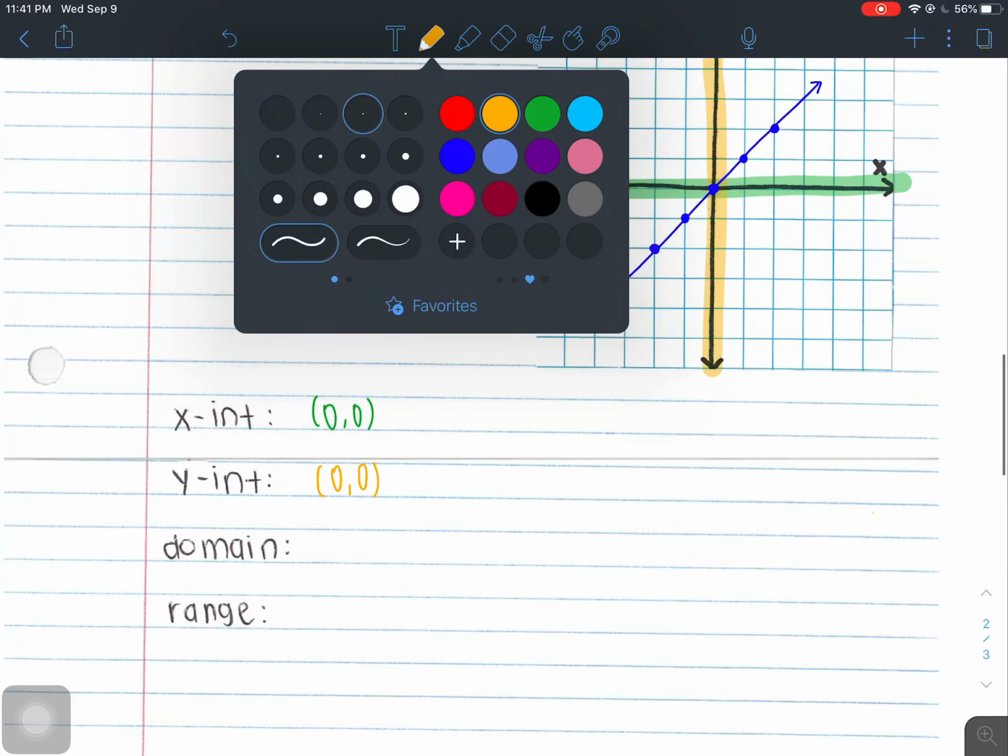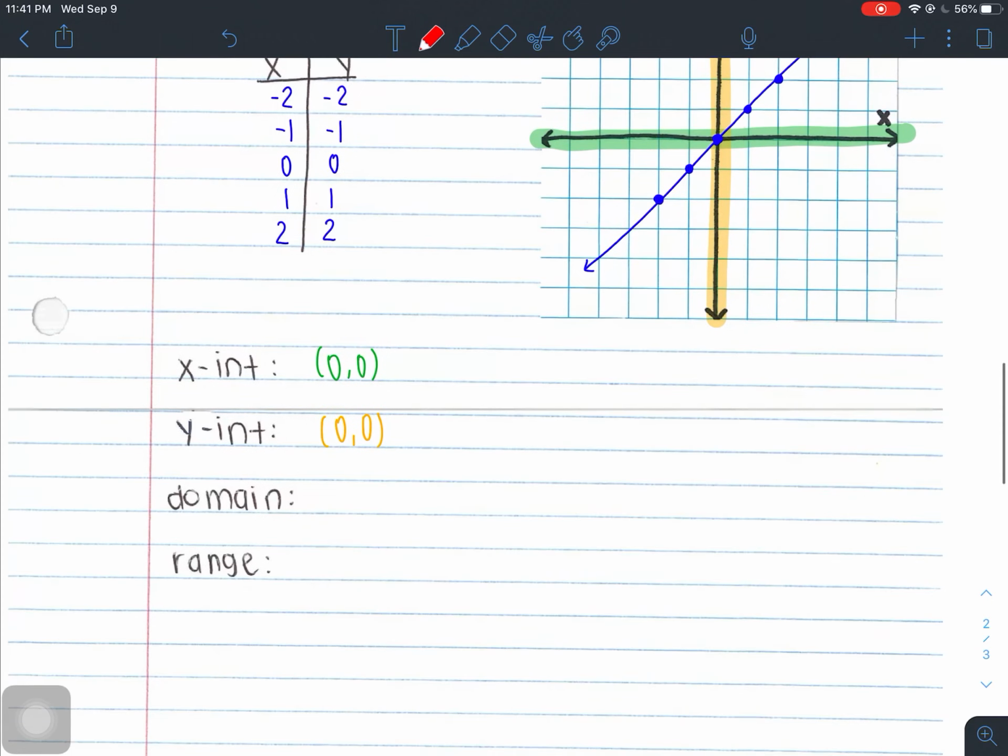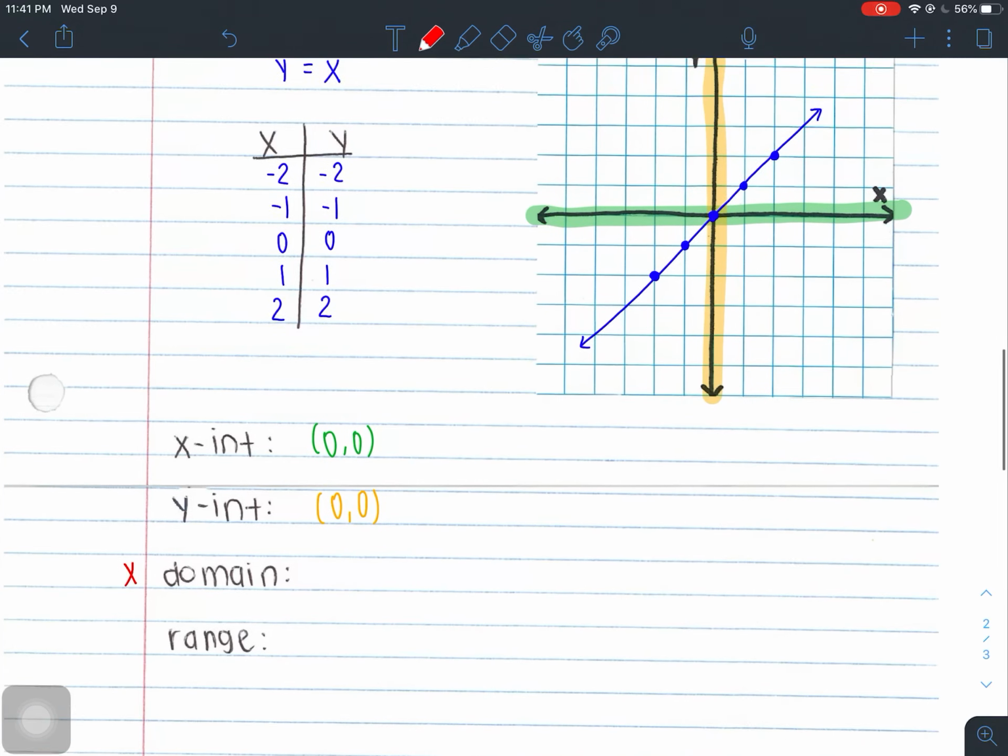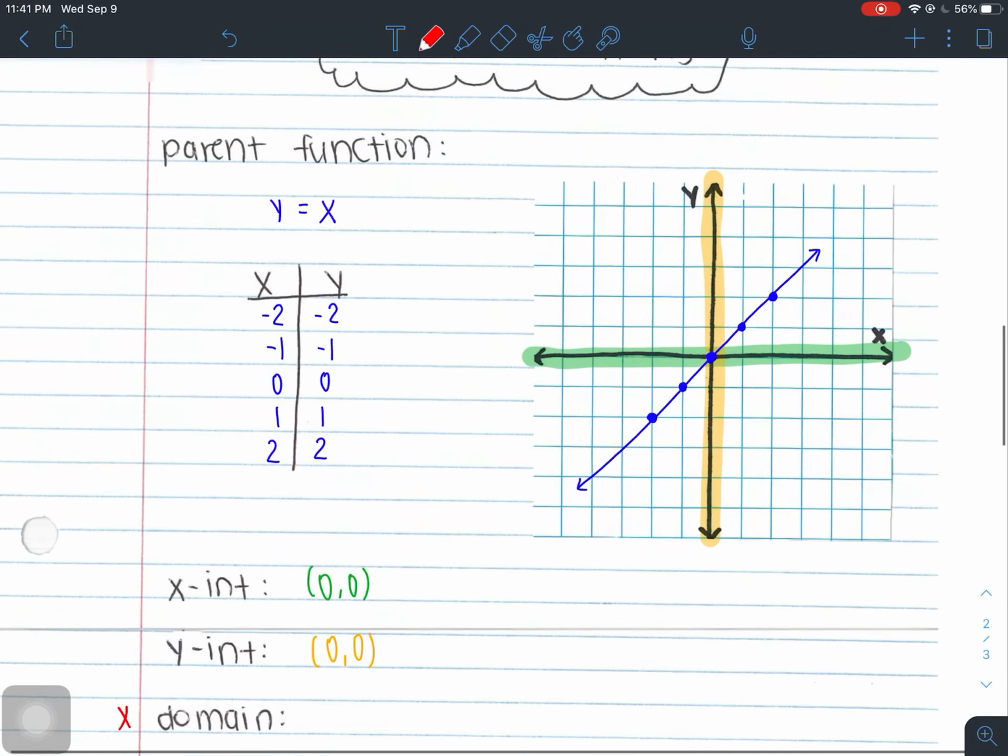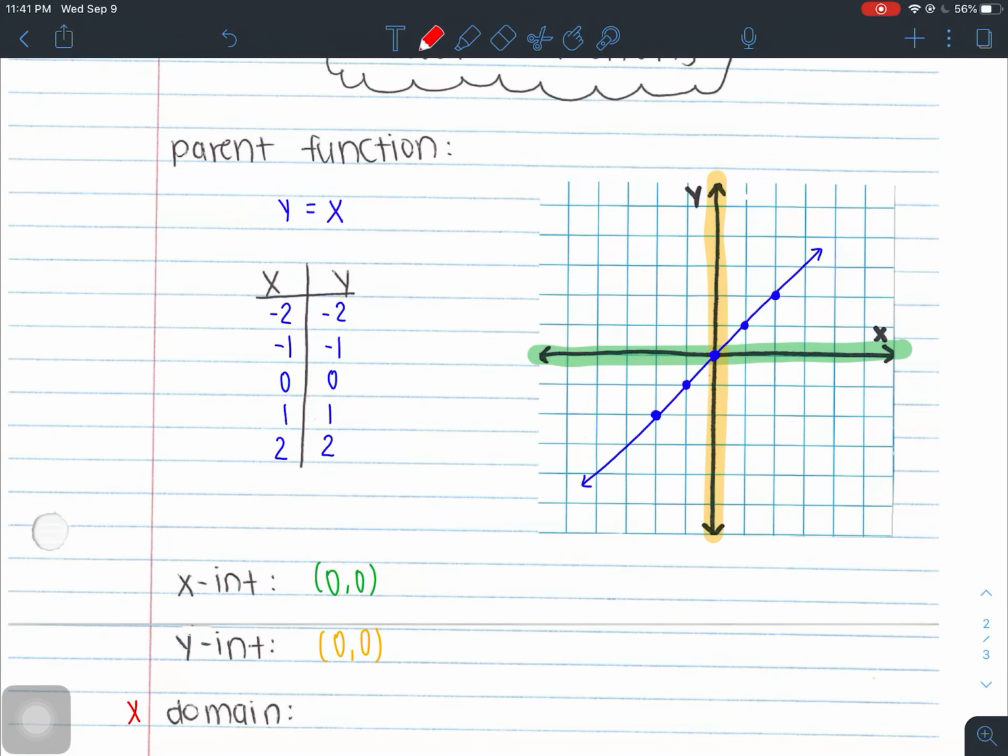Okay, now let's talk about domain. Now remember, domain is associated with your x values, okay? So domain is associated with the x values. So let me ask you, are these the only x values that are possible on this graph here? No, right? So x values go left to right. So hopefully you see that. The x-axis goes left to right.